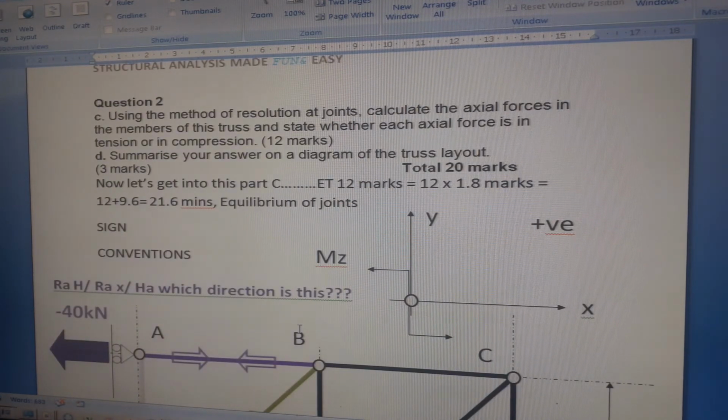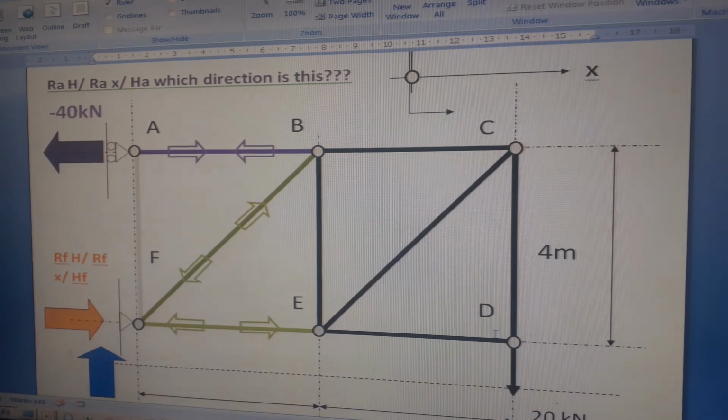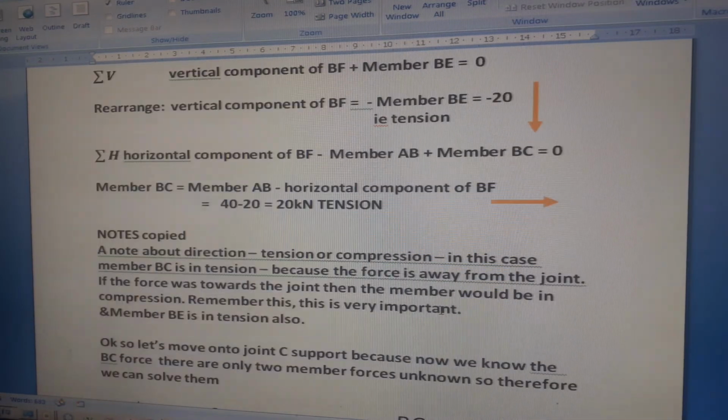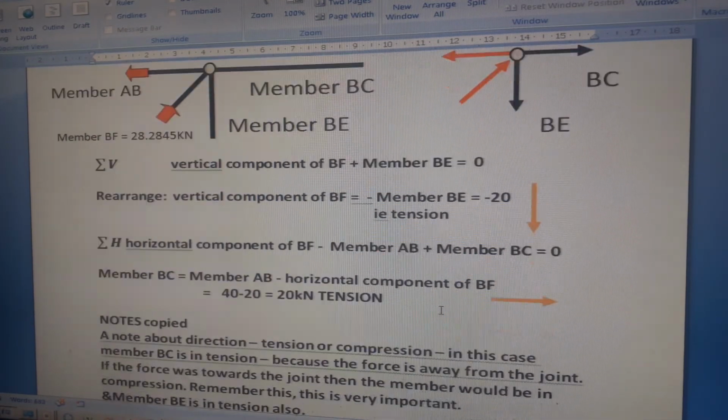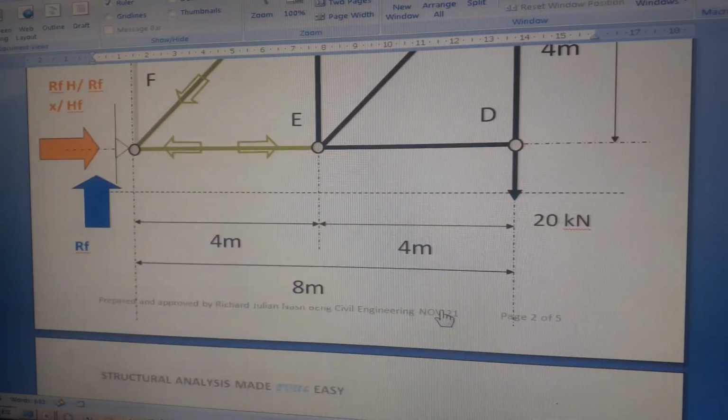In the next video, I'll finish off the diagram, because that's part D of the question: summarize your answer on a diagram of the truss layout, for 3 marks. All we don't know now is member ED or DE, whichever. We know BC, we've got BE, we've got CE, we've even got CD. That was 20. CE is 28 again. BC, I think, was 20. But I'll finish it properly in the next video. Member BE is minus 20.